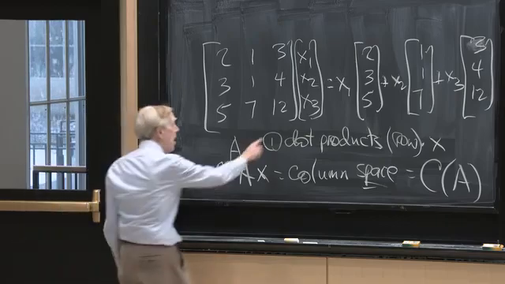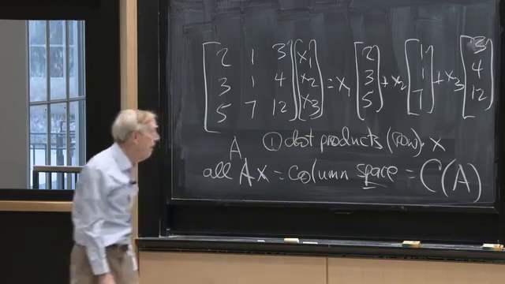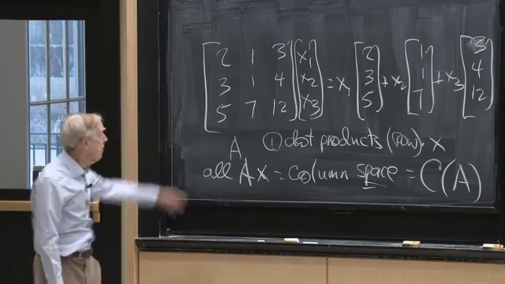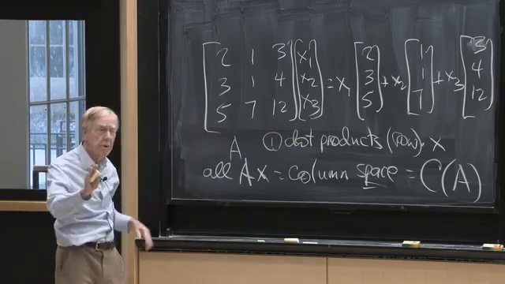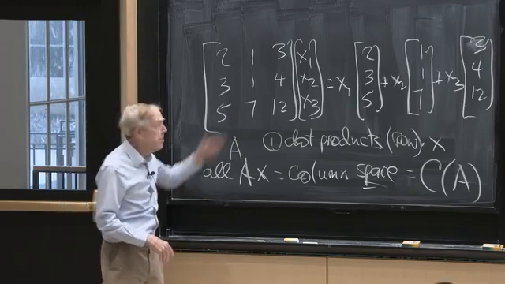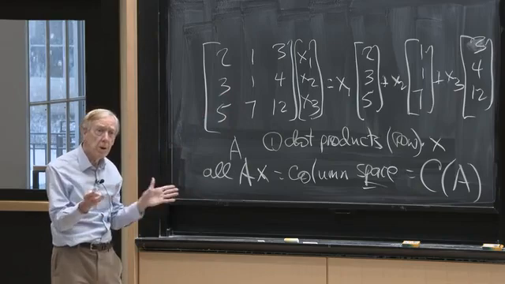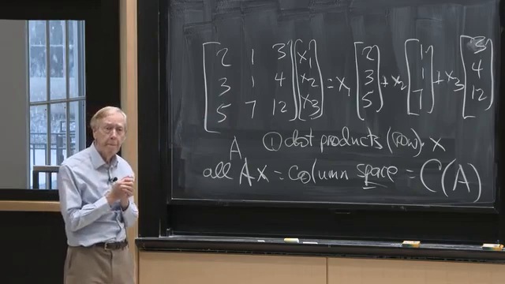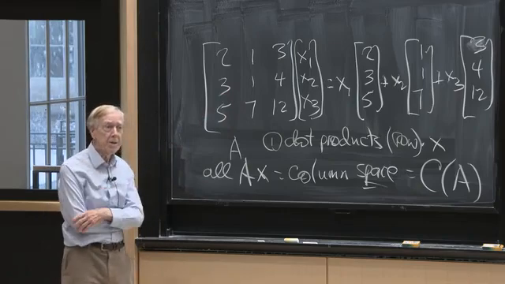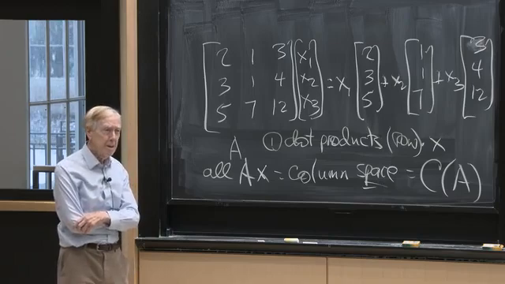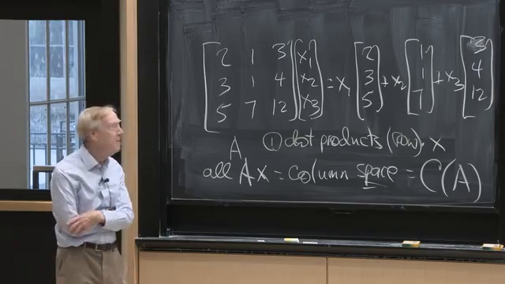The third column is the sum of these two. So the first column is fine, 2, 3, 5. The second column is in a different direction. And when I take combinations of the first two columns, what will I get? Sorry to keep asking you questions, but anyway, that's what I always do.